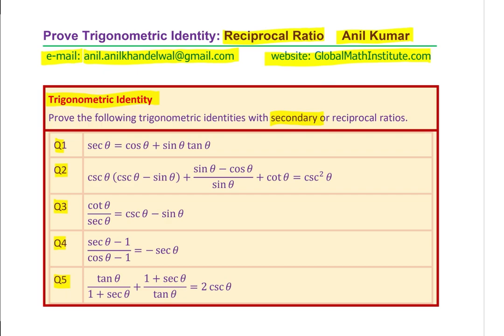The questions before you are: secant theta equals cos theta plus sin theta tan theta; cosecant theta times (cosecant theta minus sin theta) plus (sin theta minus cos theta) divided by (sin theta plus cotangent theta) equals cosecant square theta; cot theta over secant theta equals cosecant theta minus sin theta; (secant theta minus 1) divided by (cos theta minus 1) is minus secant theta; tan theta divided by (1 plus secant theta) plus (1 plus secant theta) divided by tan theta is 2 cosecant theta.